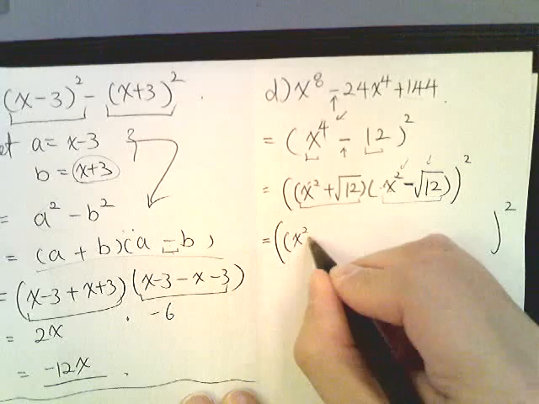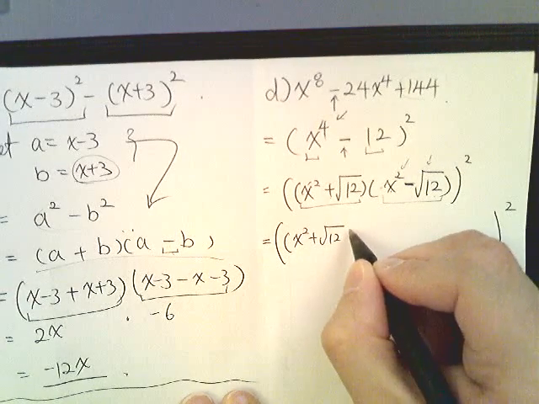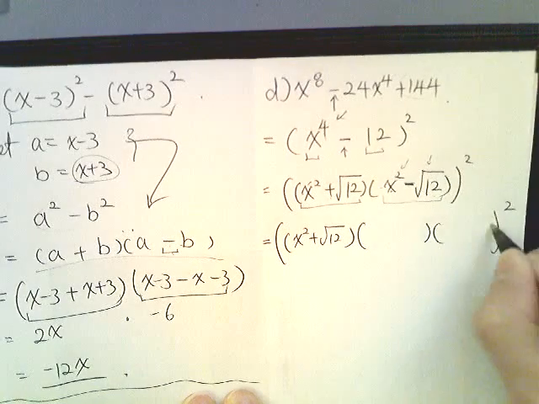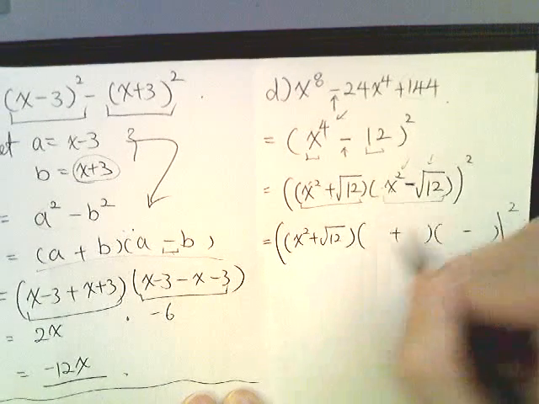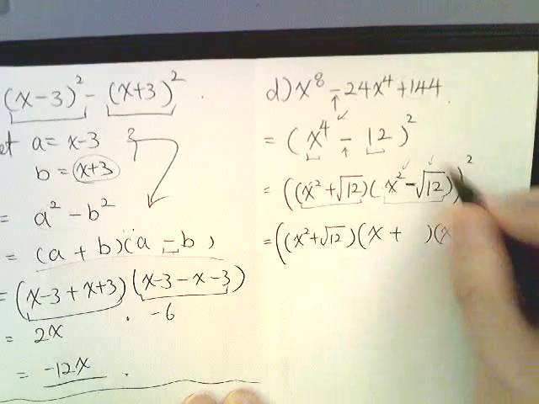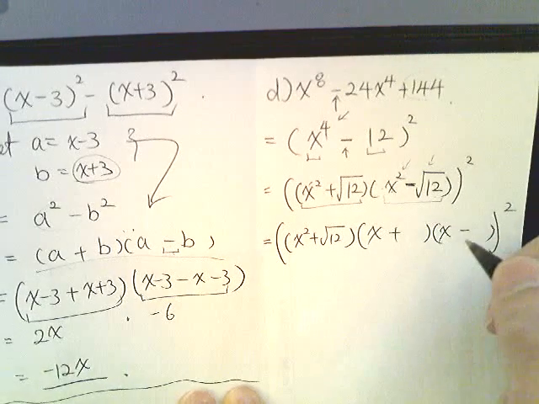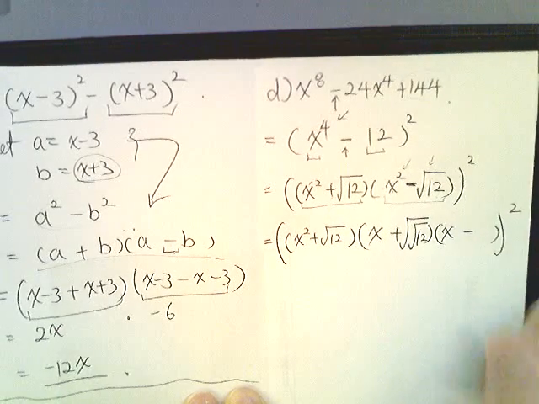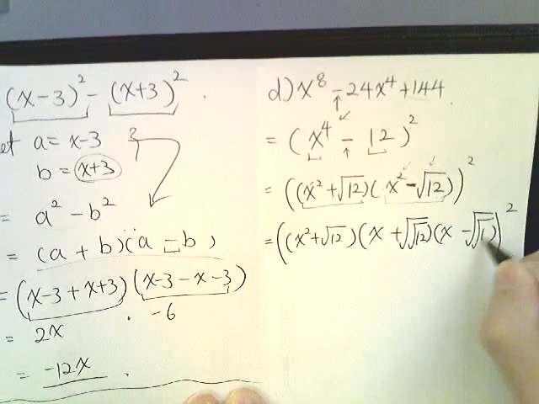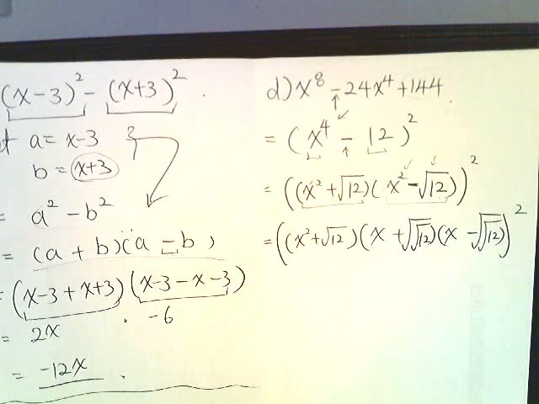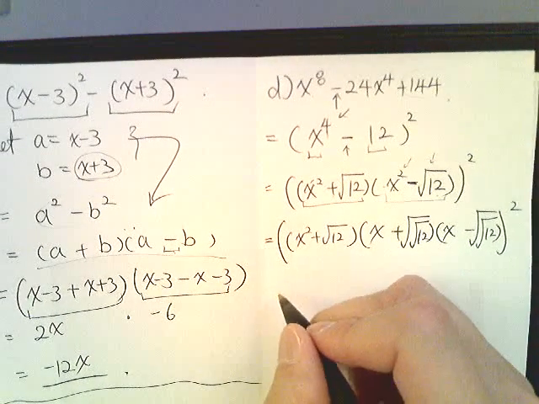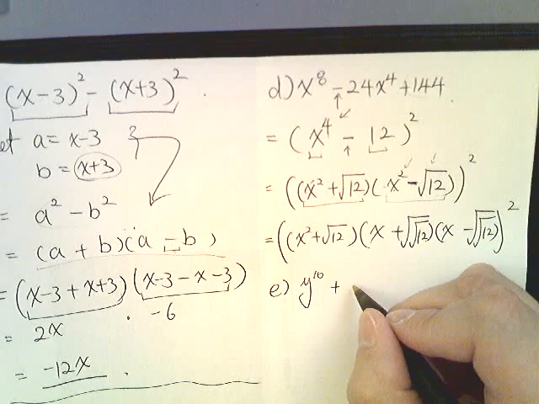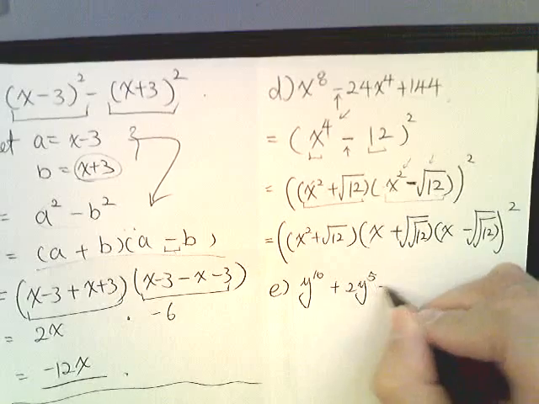So the first brackets will stay the same. However, the second one will be different. Remember, it is difference of squares. So plus minus. Square root of the first one will be just an x. Square root of the second one, which is square root of 12. How do I take a square root of 12? Just write square root of 12. That's all it is, okay? Square root of 12. Done. Okay. Now, let's take a look at E. E, pretty much the same thing. It's just a higher power. Y to the power of 10 plus 2y to the power of 5 plus 1.